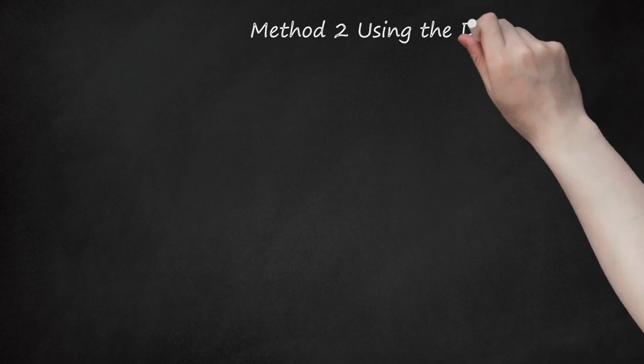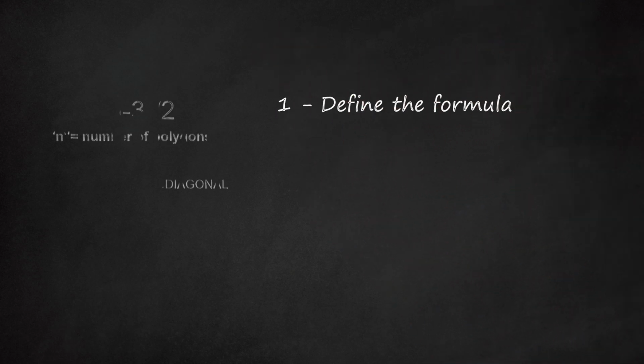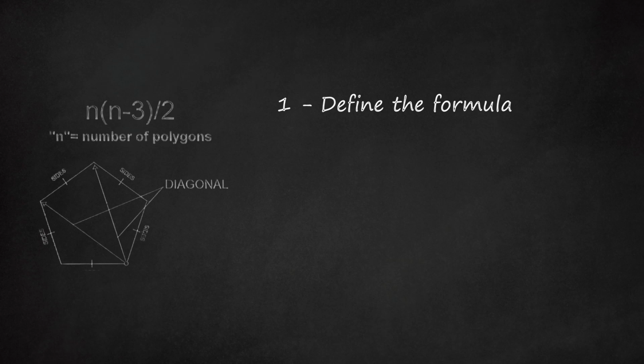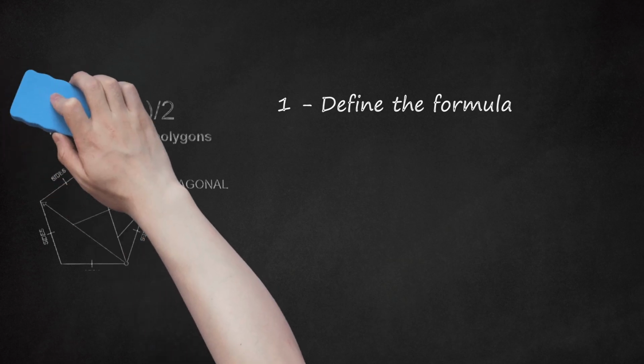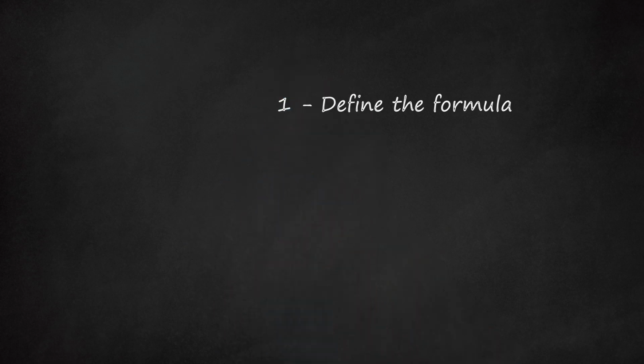Method 2. Using the diagonal formula. 1. Define the formula. The formula to find the number of diagonals of a polygon is n(n-3)/2, where n equals the number of sides of the polygon. Using the distributive property, this can be rewritten as (n²-3n)/2. You may see it either way, both equations are identical. This equation can be used to find the number of diagonals of any polygon. Note that the triangle is an exception to this rule. Due to the shape of the triangle, it does not have any diagonals.